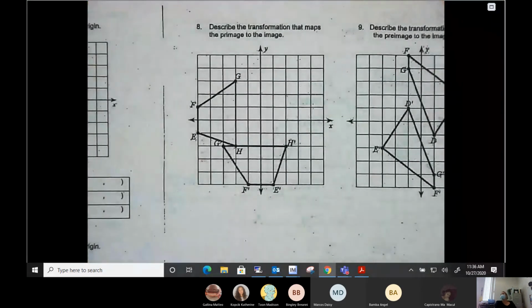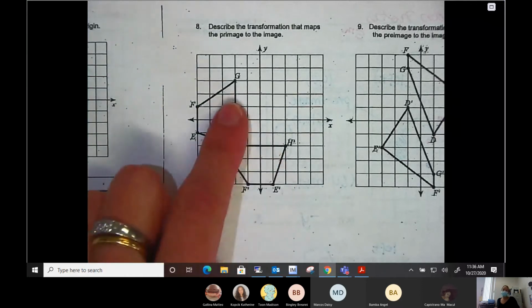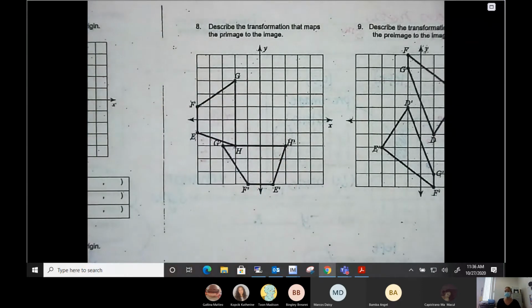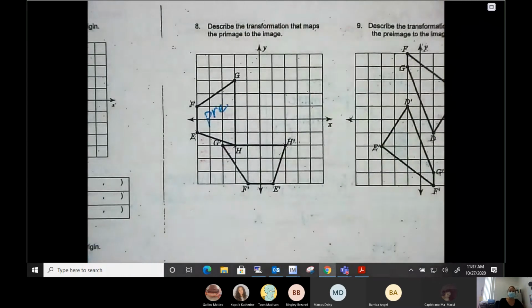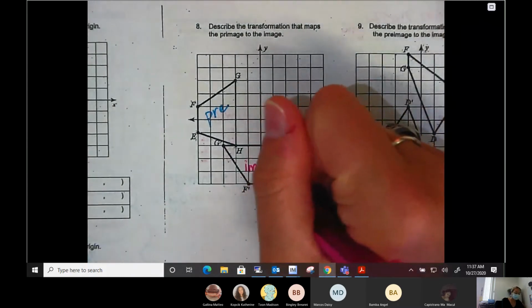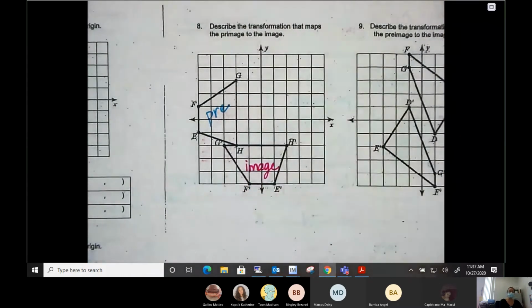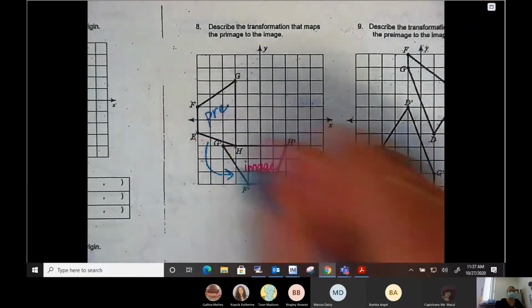In number 8, you are given 2 pictures, right? You're given the pre-image and the image. I want to know, what type of transformation is it? Is it a 90 degree? Is it 180? Is it 270 or 360? That's what I want to know. So if you're looking at these 2 pictures, which one is your pre-image, your starting one? Top one or the bottom one? Top one. I'm going to put pre right inside of it, which means this bottom one down here is my image. So I'm going from the top one to the bottom one.